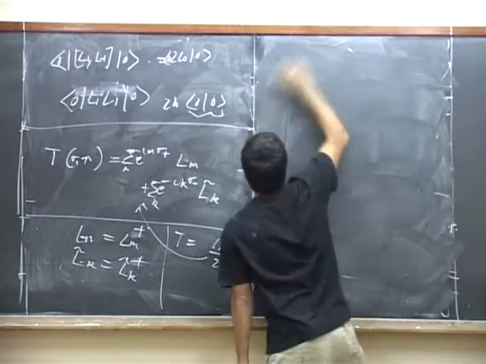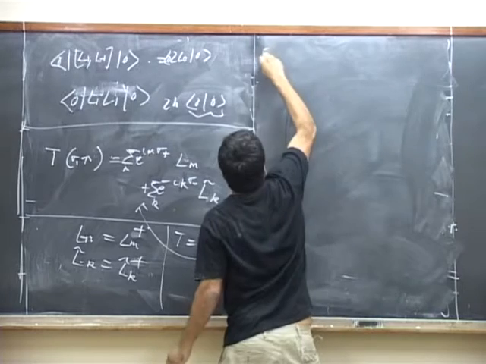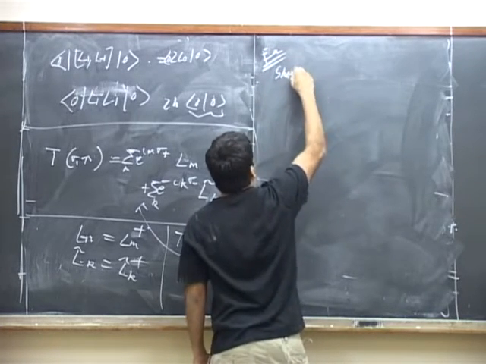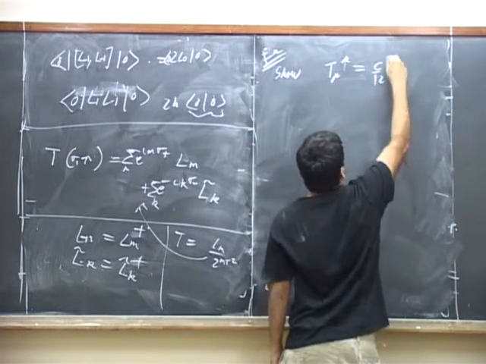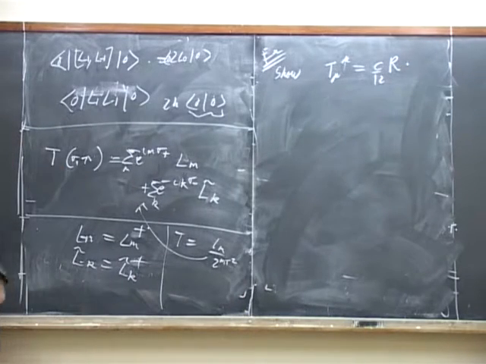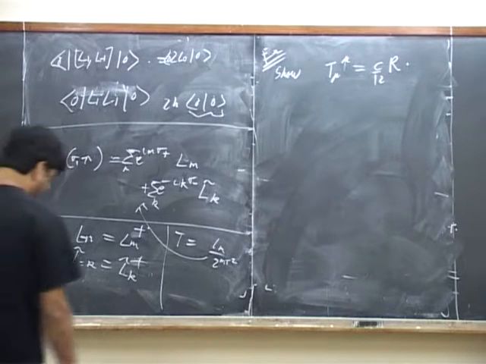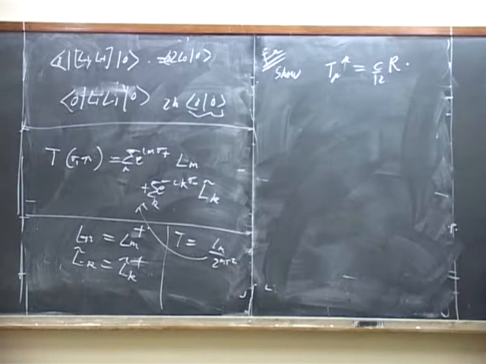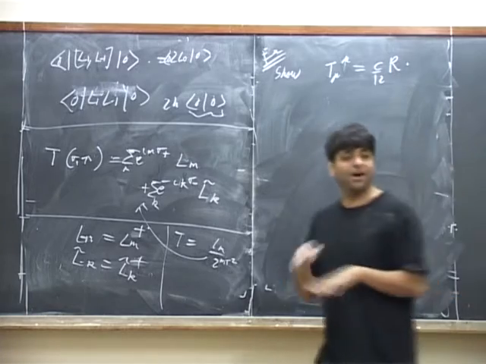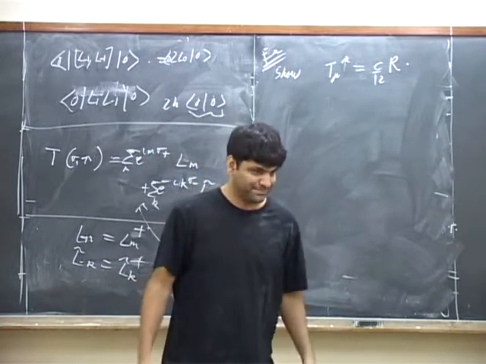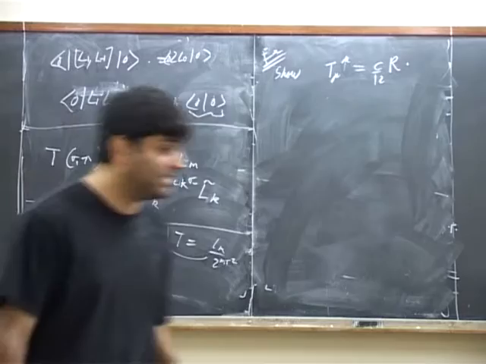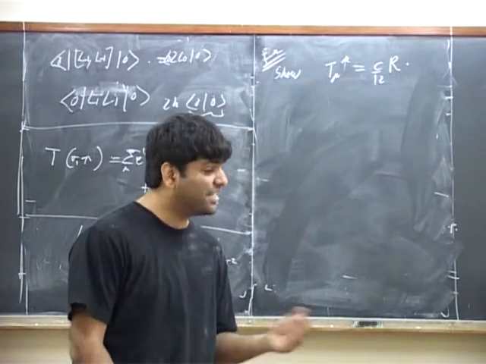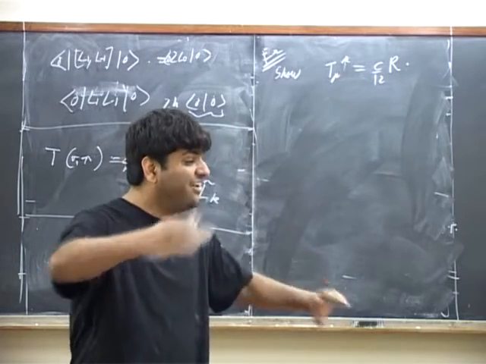The first step in this exercise is to show T mu mu is equal to c by 12 times the curvature. So what's going on? We've got a conformal field theory. Its stress tensor in flat space is traceless. We argued for that, we used it a lot. Now, the claim is that if this conformal field theory has non-zero central charge, it would be inconsistent for the trace of the stress tensor to be zero when the theory is put on a curved manifold.